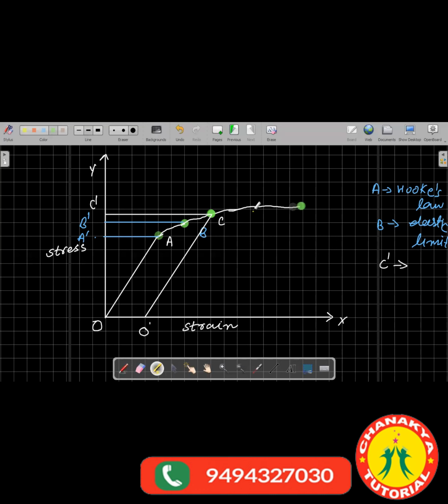So this is our yield point. The wire eventually starts to flow here. Let this be point D, which we call the yield point. Here we observe that the graph is up at this point D. There is a large amount of strain being produced for even a small amount of change in stress.